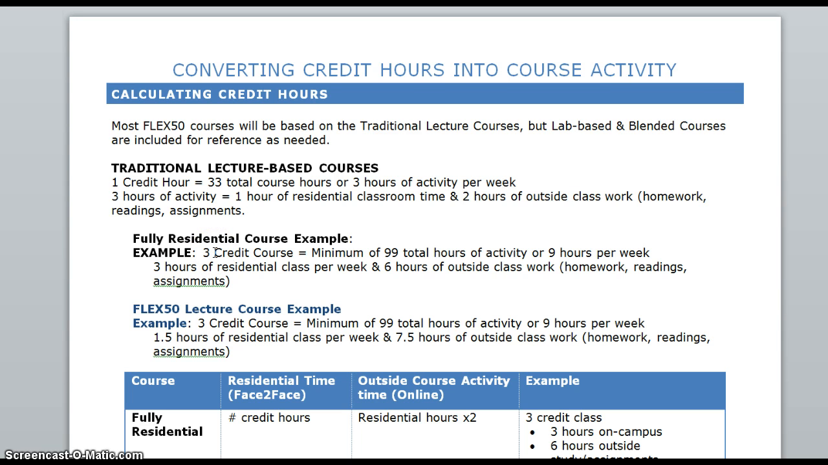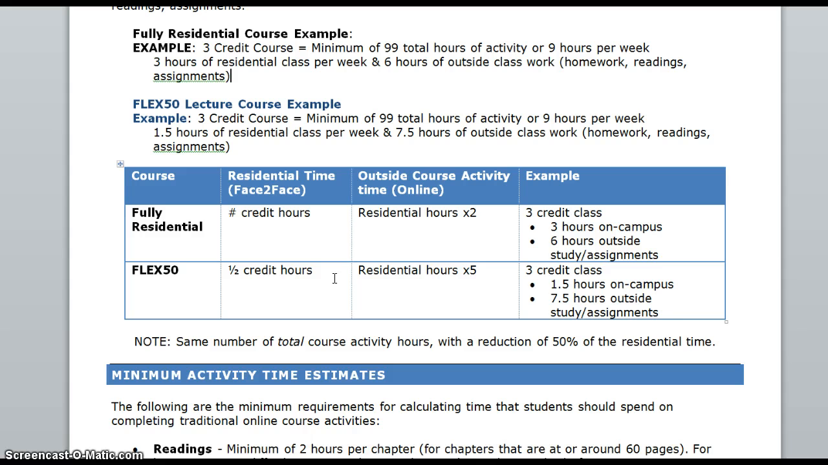This is a minimum of 33 total course hours per credit hour, so we have 99 total hours of activity, or 9 hours per week. 3 of those hours are spent in the residential classroom. 6 hours are spent outside. In our courses, that should be done within the Common Online Gradebook or within the Angel course management system.